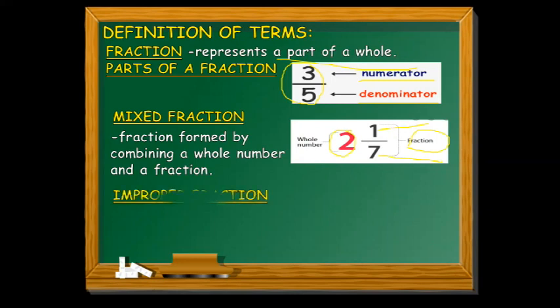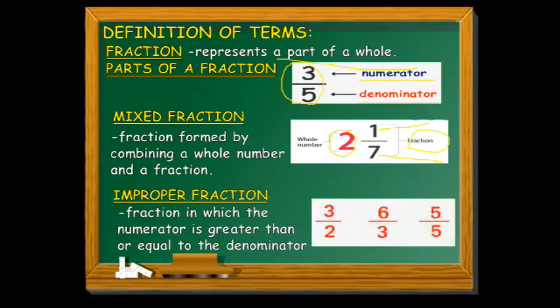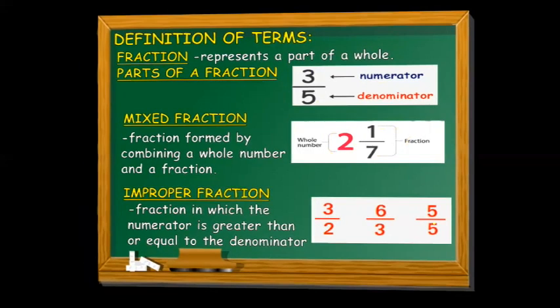And then last, we have what we call improper fraction. Improper fraction is one in which the numerator is greater than or equal to the denominator. So ito naman yung mga numbers na ganito. Ibig sabihin, napansin natin na mas mataas yung numerator kesa denominator. Kasi pag proper, mas mataas yung nasa baba. Pero pag improper naman, it means mas malaki yung nasa taas, yung numerator natin compared sa denominator, or they are equal. Okay?